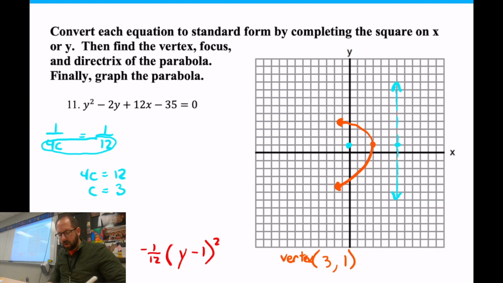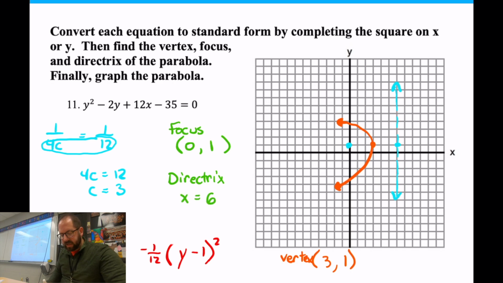Now, what is the coordinate for my focus? Where did I end up for the focus? 0, 1. And my directrix? Say it again? 6. Yes, 6. So you'd say x equals 6. I hit the x-axis at 6. You're absolutely right. Remember, directrix is an equation. It's like y equals or x equals. And it's whatever axis you ran into.